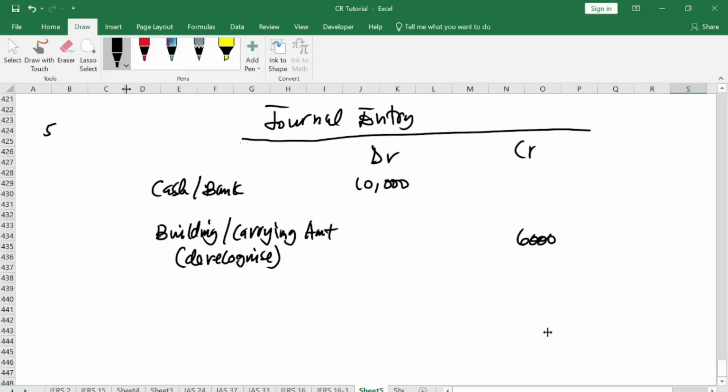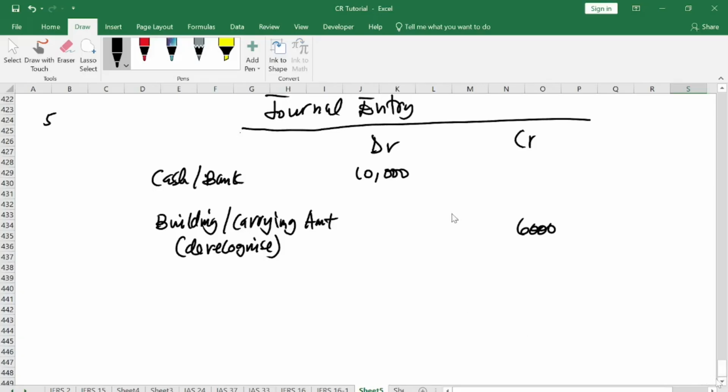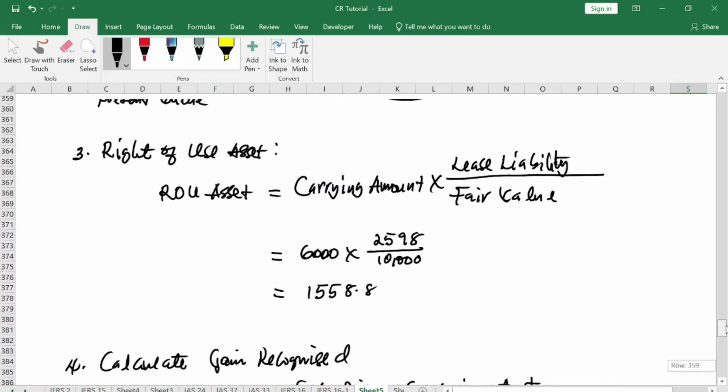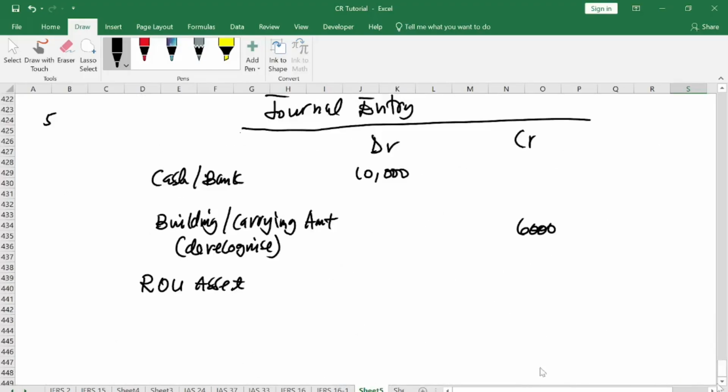Now the next item to be recognized. When you derecognize the asset that you own because you sold it, you have leased it back, so it becomes a right of use asset. Then you debit it because it is a non-current asset item. So what is our right of use asset? It is 1558.8. You debit it, because, remember, a right of use asset is a non-current asset item.